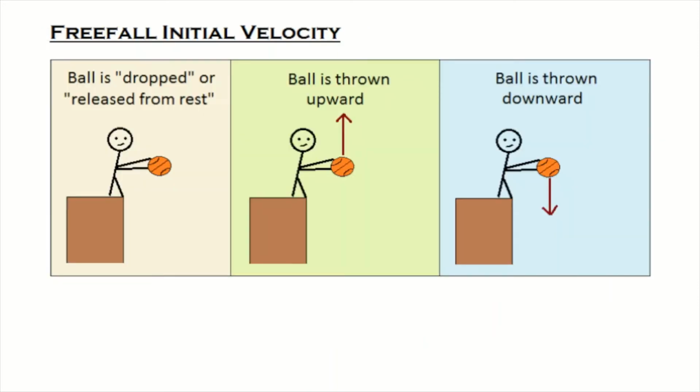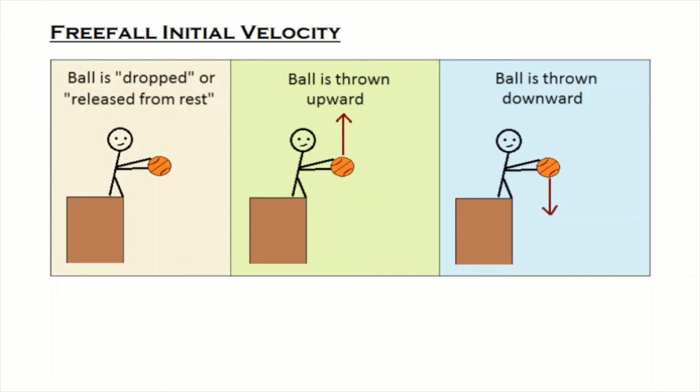Sticking with velocity, let's focus on initial velocity. Now there's three things that a person can do to make an object a freely falling one. It's got to leave their hands, so they could just drop it or let it go, release it from rest. They could throw it straight up, or they could throw it downward. And each of those three things would have a different factor for what you're going to do with the initial velocity variable if you see it in a word problem.